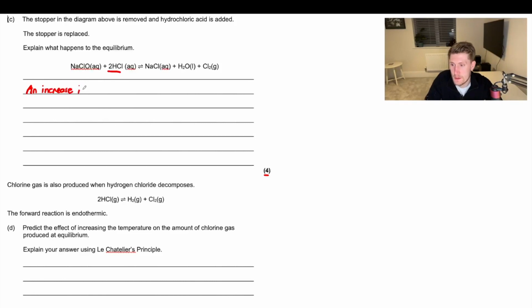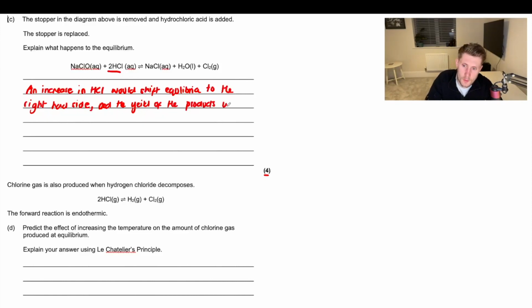An increase in HCl would shift equilibria to the right hand side, and more products would be made, or the yield of the products will increase. Either of those statements is fine. And what you will find is that the new equilibrium or new equilibrium system will be established.